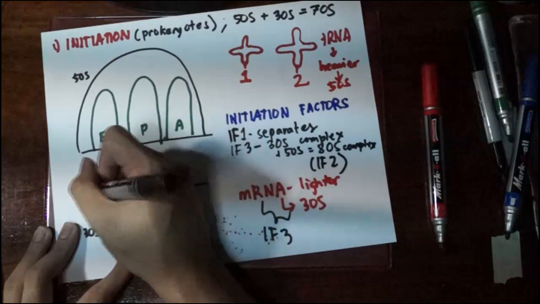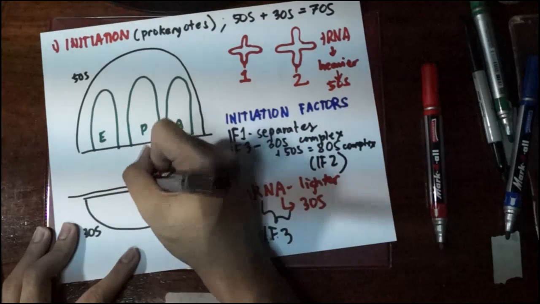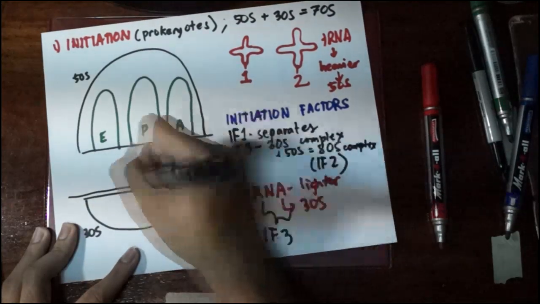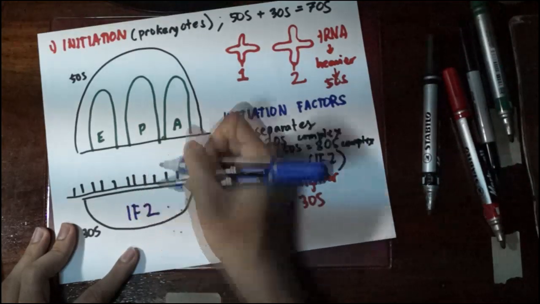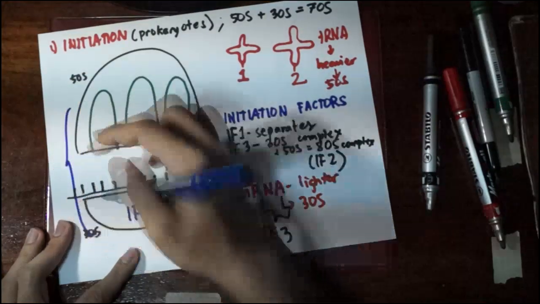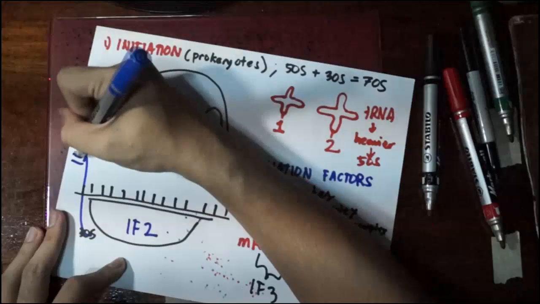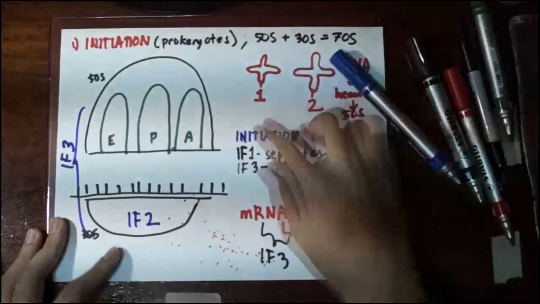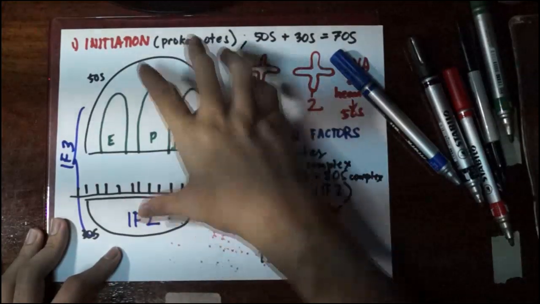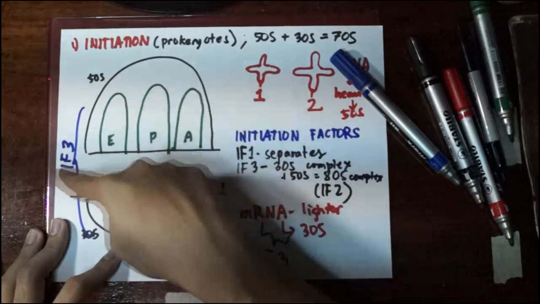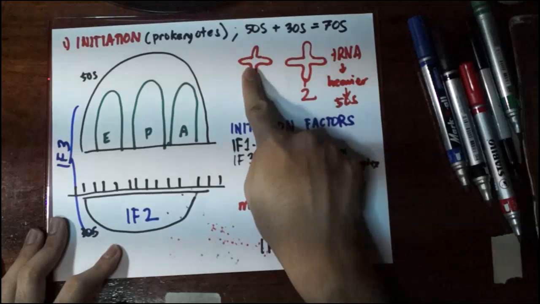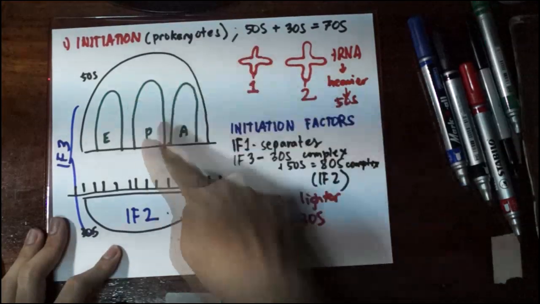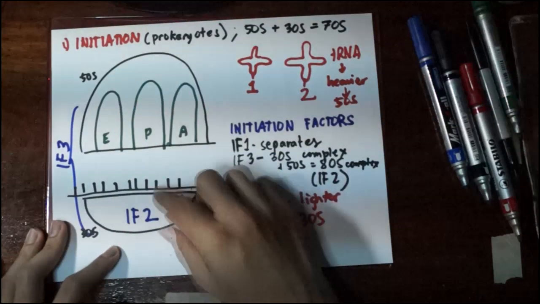So again, mRNA would now be combined with the 30S with the help of initiation factor 2, and then 50S will combine with the 30S complex using initiation factor 3. And now that you have the mRNA sandwiched between the two subunits after combination with the initiation factor 3, the tRNA here will now start doing the elongation process.